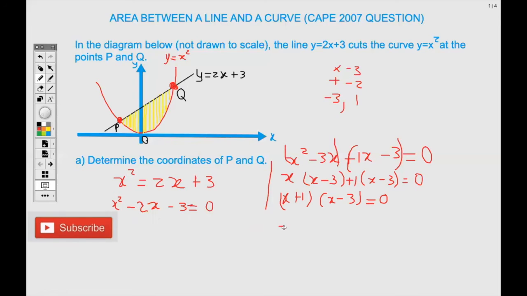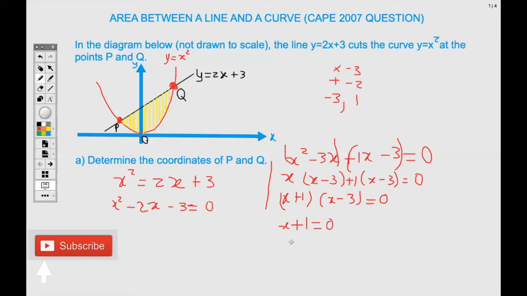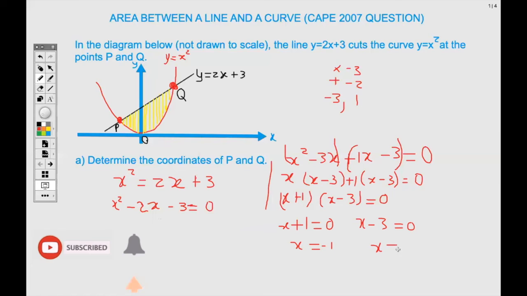Now, equating each of them to be equal to 0, because we're trying to find the x value, so carrying the plus 1 over the equal sign becomes negative 1. Same case here, I have x minus 3 equals 0. So carry the minus 3 over the equal sign, so we have x equal to positive 3. Now we want coordinates. This is just the x value. When we say coordinates, we want x and y values.